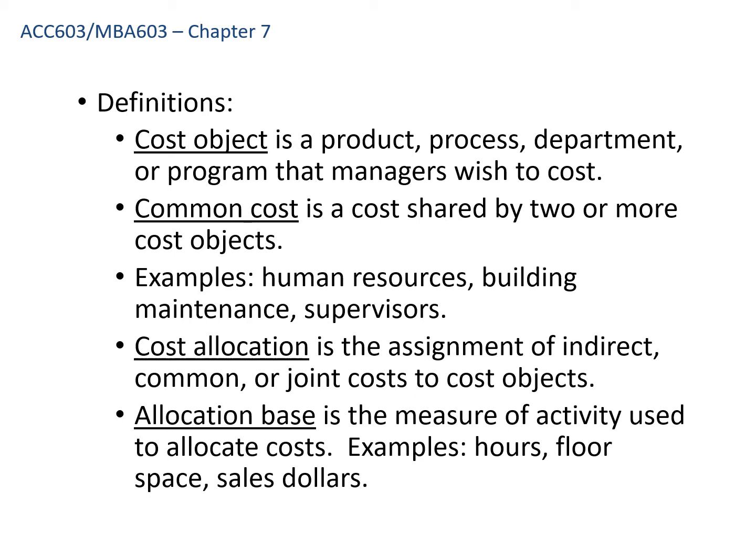Okay. A common cost is a cost that's shared by two or more cost objects. So examples would be human resources, the accounting department, the IT department, that sort of thing. Cost allocation is how we assign those indirect costs to the cost objects. And then the allocation base is the activity we use to allocate the cost. So it might be square footage, it might be machine hours, it might be a number of customer calls, that sort of thing.